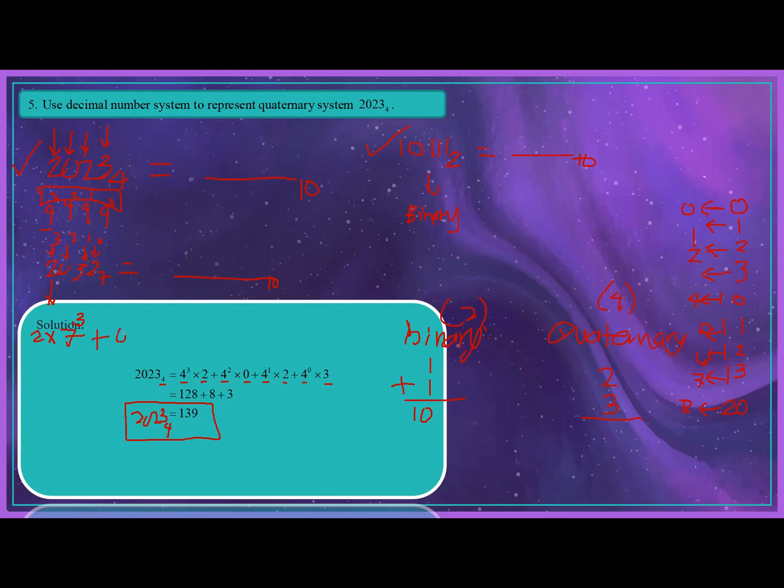Okay, so next is 0 times 7 squared, plus 3 times 7 to the first power, and plus 2 times 7 to the 0. So the equivalent for that is our base 10. Okay, any questions? None? Okay, so that's the case. Let's continue.